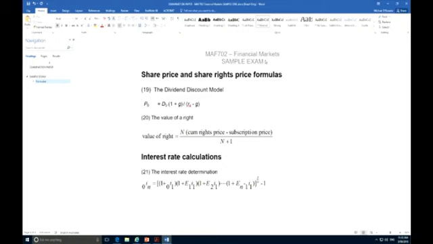I should have just put them all on there. I don't know why I didn't. It's already a very long formula sheet, so I was trying to be a little bit fair.